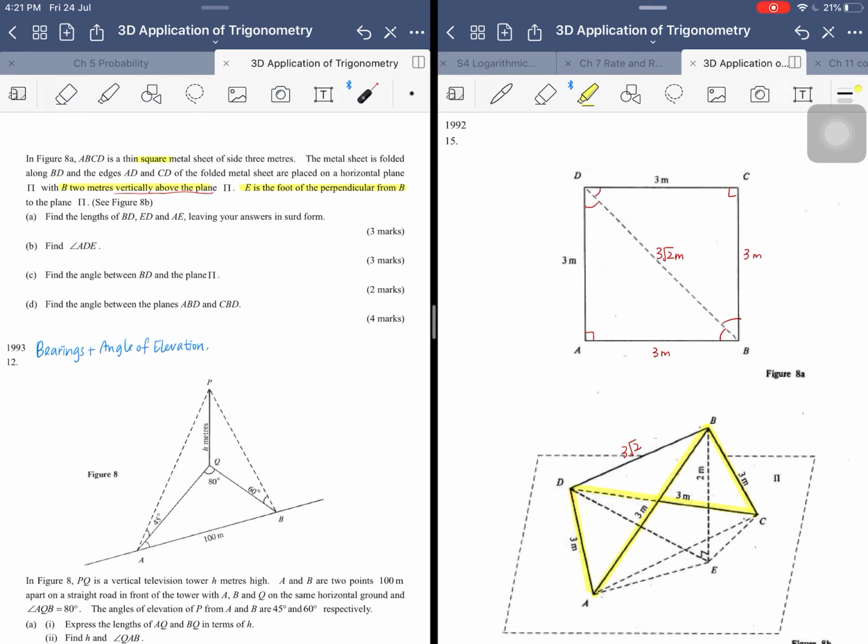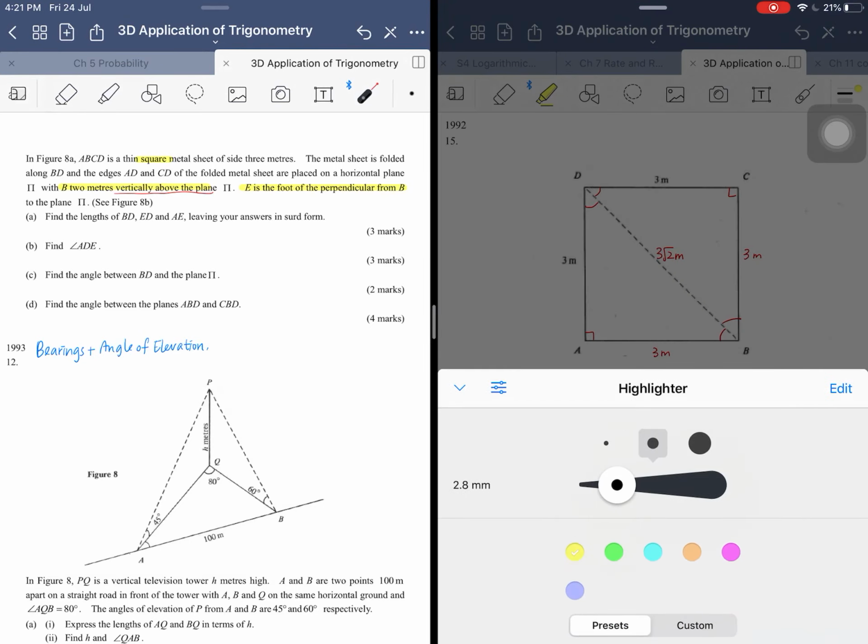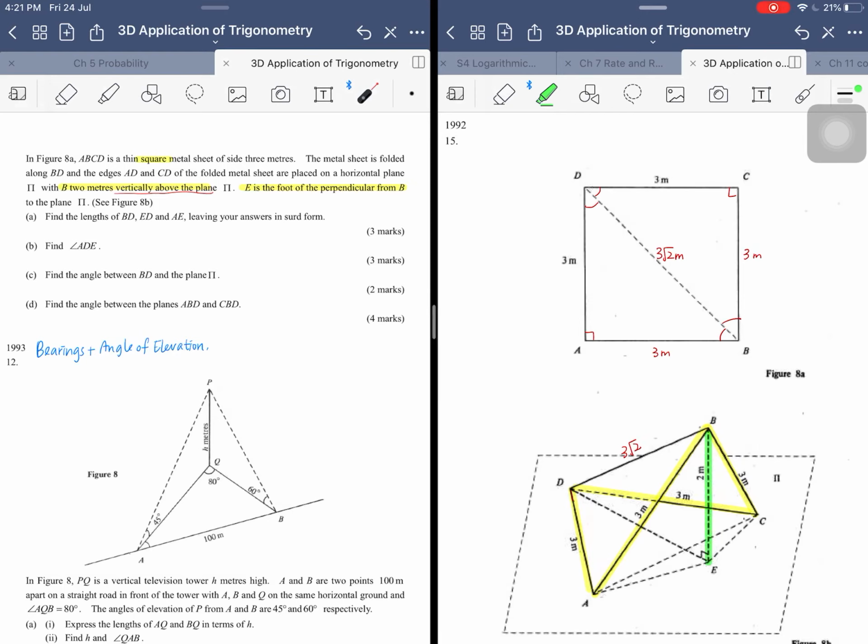All right, now continuing. With B 2 meters vertically above the ground, okay? So BE, let's continue reading this. E is the foot of perpendicular from B, which means that BE is a line that is perpendicular to the ground, okay? So think about it, you stick a pen on your table. So BE is perpendicular to any line that you draw on the table, right? Okay, so we know that this one is 2 meters, okay? This one is 2 meters, all right?